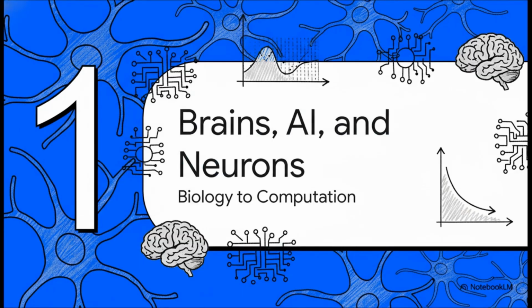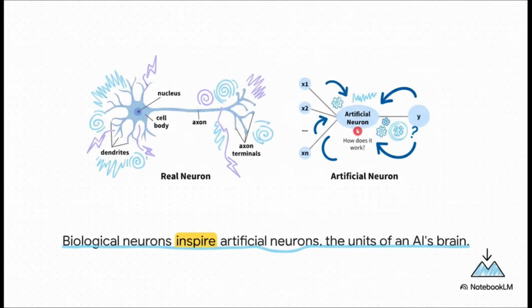To really get a grip on AI, we have to start with its original inspiration, the incredible, complex network that is the human brain. So on the left, you've got the real deal, a biological neuron. It's the basic building block of our brain. And on the right, that's its digital twin, the artificial neuron. It takes in a bunch of inputs, does a quick calculation, and spits out a single output. This simple little structure is the fundamental Lego brick of an AI's brain.